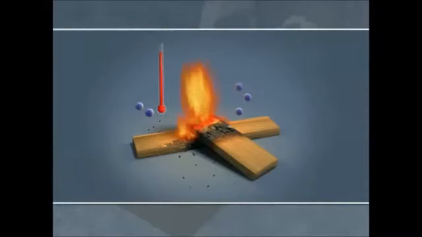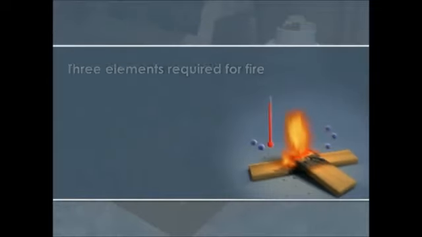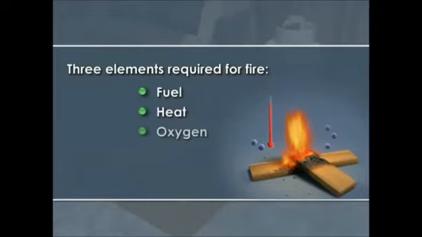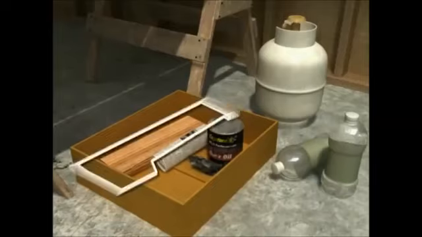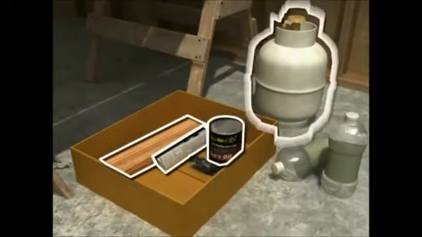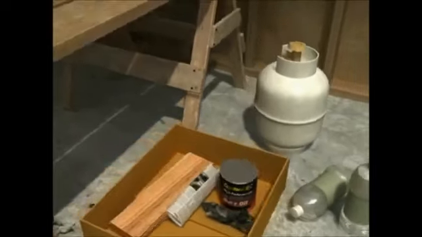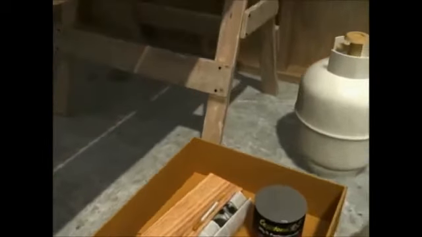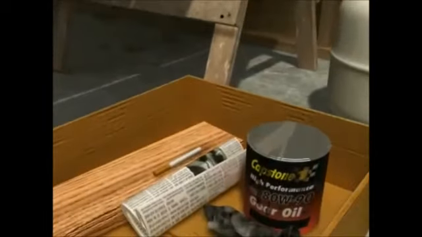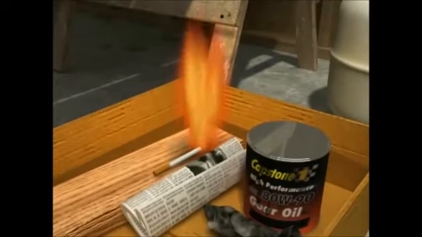Fire is the heat and light energy released during a chemical reaction. There are three elements necessary to produce and sustain a fire: fuel, heat, and oxygen. The fuel is a combustible material such as wood, paper, oil, or propane. Heat causes the fuel to reach its ignition point. Once the ignition temperature is achieved, oxygen is consumed in the chemical reaction, and heat and light are given off.